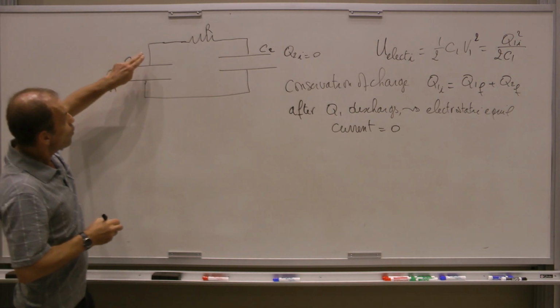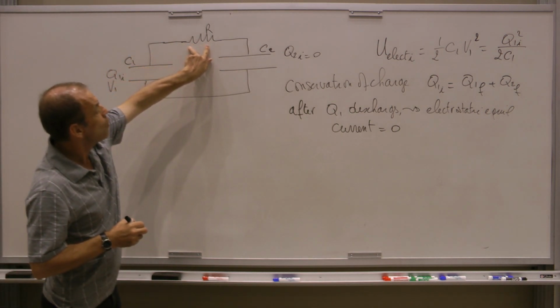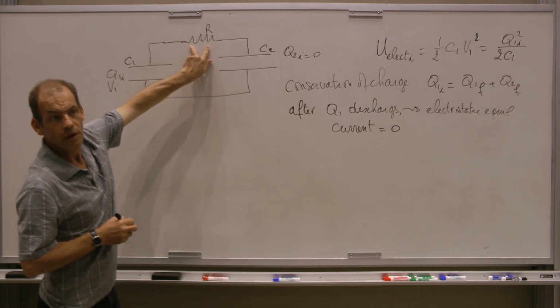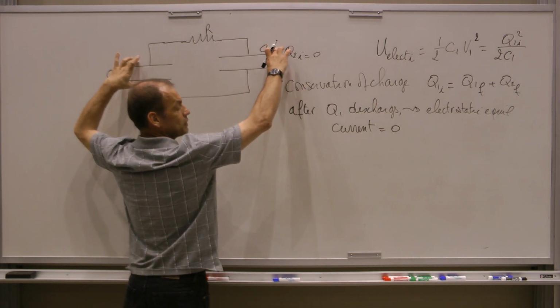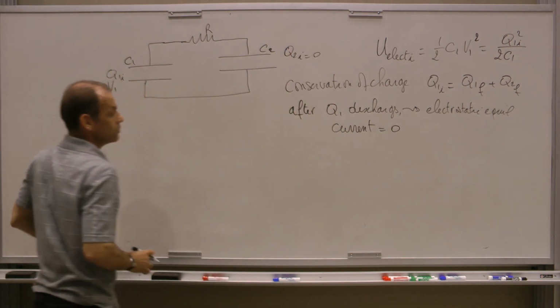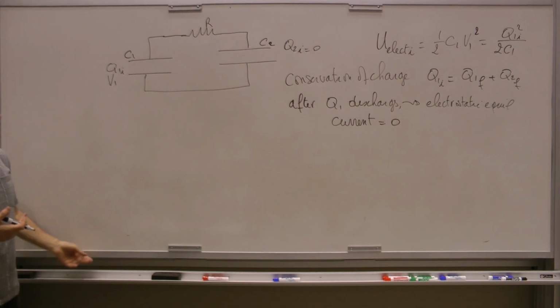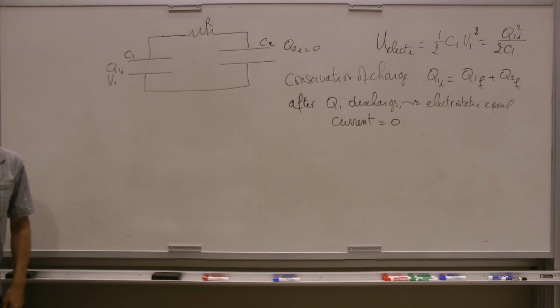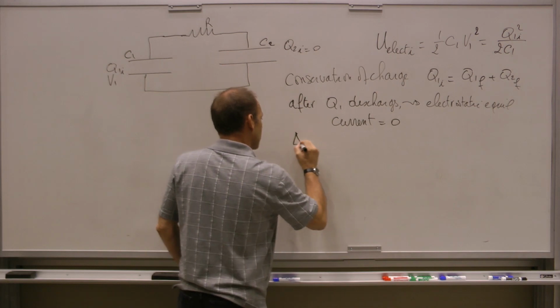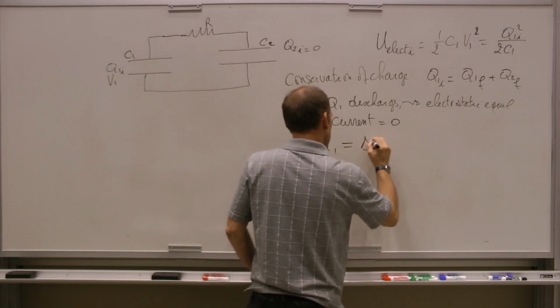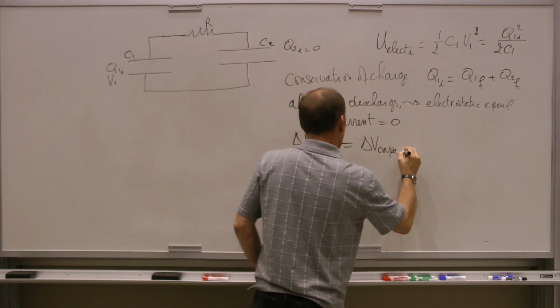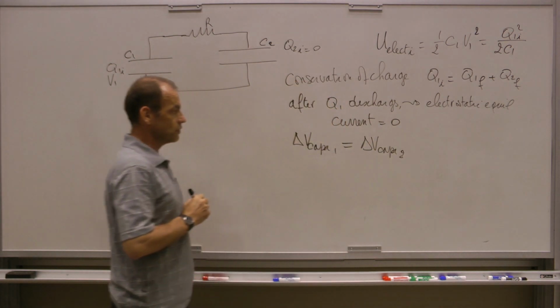If I have no current flowing, that means I have no voltage drop across the resistor. That means that the potential across this capacitor is equal to the potential across this capacitor. They hold the same amount of potential. They hold different charges because they have different capacitance, but they must have the same potential. So that's a very important condition. That means the delta V for capacitor 1 is equal to the delta V for capacitor 2 in the final situation.